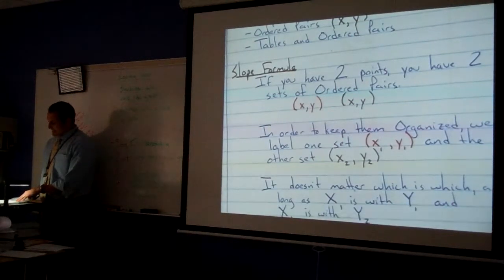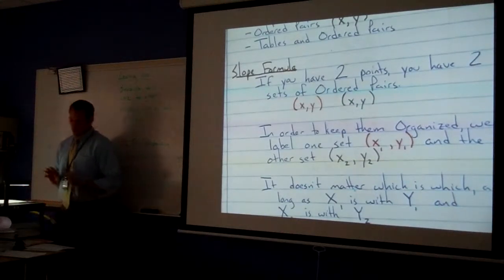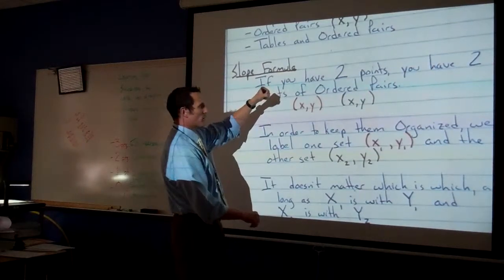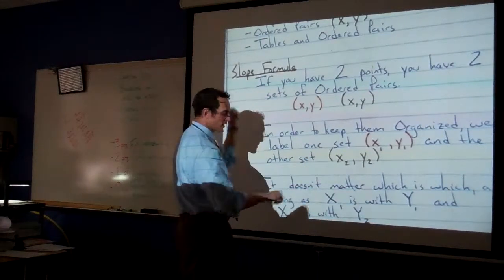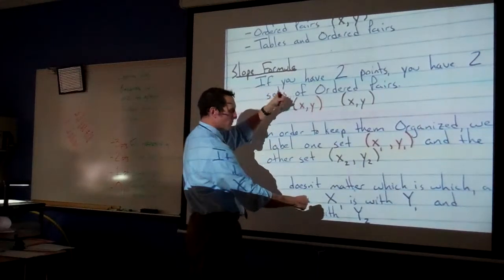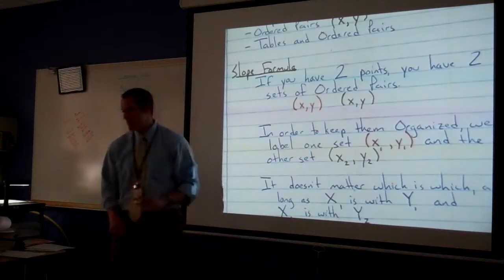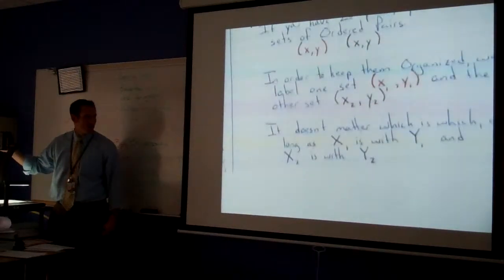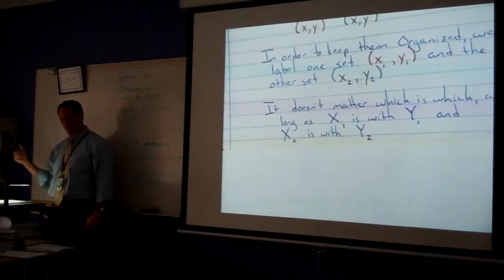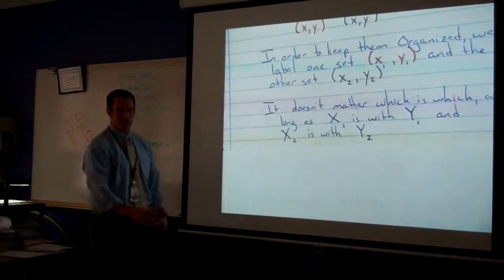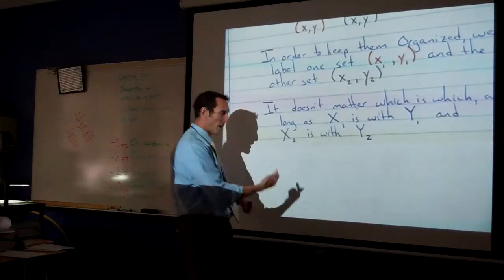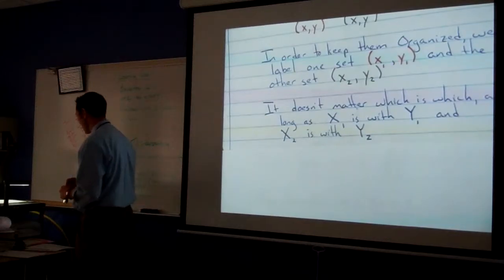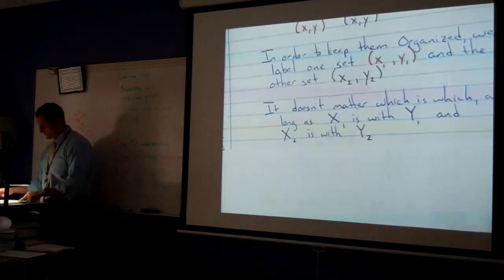Now, it doesn't matter which is which. It doesn't matter which ordered pair you have. If this ordered pair is x1, y1, this ordered pair is x2, y2. It could be this ordered pair, x1, y1, and this ordered pair, x2, y2. It doesn't matter which is which, as long as x1 is with y1 and x2 is with y2. So the first x-coordinate is with the first y-coordinate. The second x-coordinate is with the second y-coordinate. So it just doesn't matter which one is which. You get to choose by labeling.